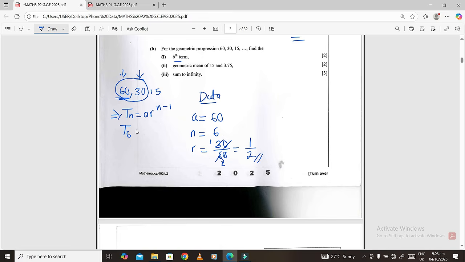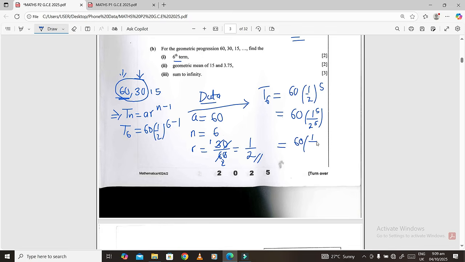This is our R. So we can plug in our formula. T subscript 6 is equal to 60, R there is 1 over 2, N is 6 minus 1. I'm running out of space, let me bring it this side. We've got T subscript 6 is equal to 60 times 1 over 2 power 5. This is giving us 60, 1 power 5 over 2 power 5.